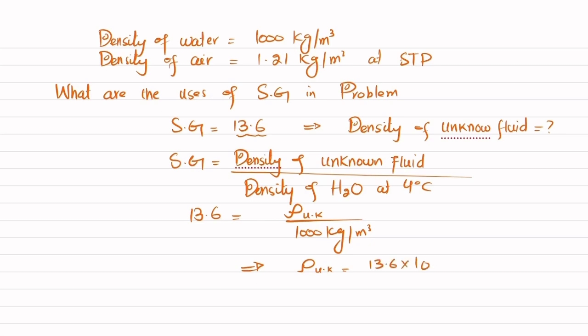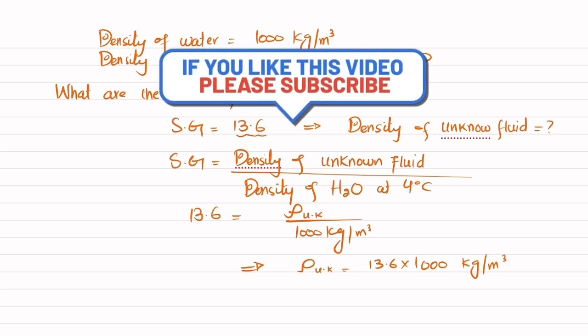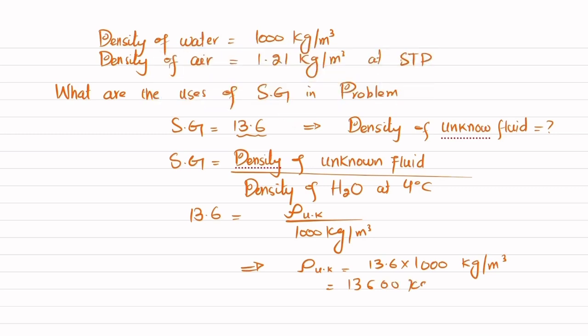So from here the density of unknown fluid will be equal to 13.6 into 1000 kilogram per cubic meter, and we will get 13600 kilogram per cubic meter, clear. So this will be the density of unknown fluid. What does this mean? From this specific gravity we can say that the density of unknown fluid is 13.6 times the density of water. In this way we can calculate the density of unknown fluids.